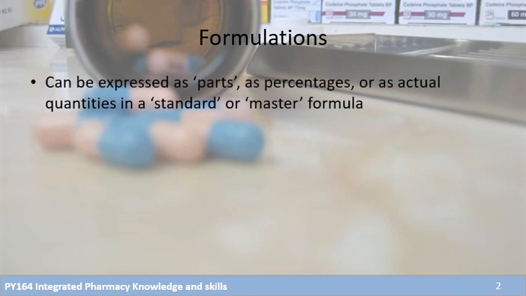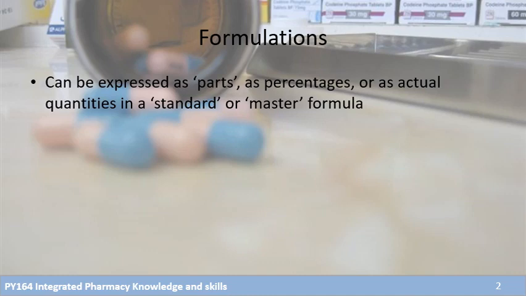So when we have formulations, it's really about ways of putting things together, putting different products and different substances together to get a final product. And there's a number of ways in which we can express those. So they could be as a number of parts, so 3 parts of one product to 2 parts of another.